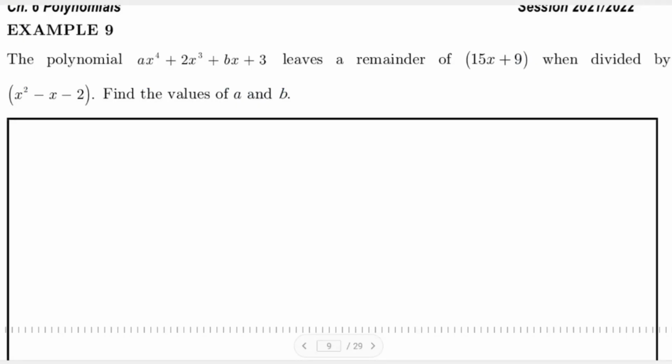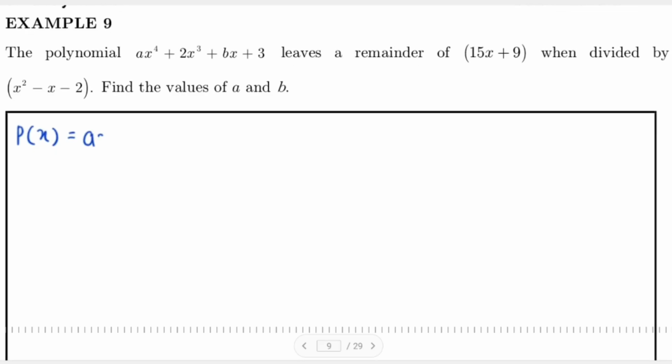Example 9, the polynomial ax to the power of 4 plus 2x cubed plus bx plus 3 leaves a remainder of 15x plus 9 when divided by x squared minus x minus 2. Find the values of a and b. So I'm going to write down the polynomial and the remainder.